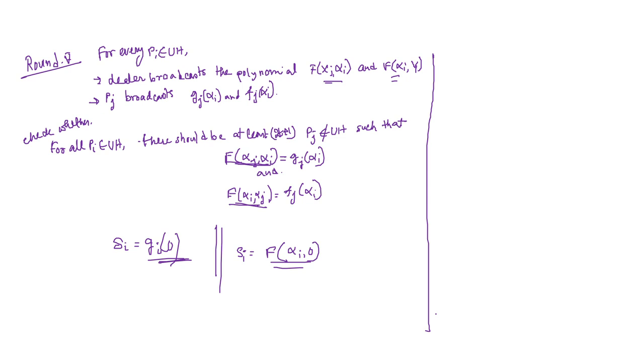Otherwise, if the dealer is corrupt, we retrieve some other s star, which is not the same as the original secret, but it is consistent with the dealer's behavior. Okay. So that is all for this week.